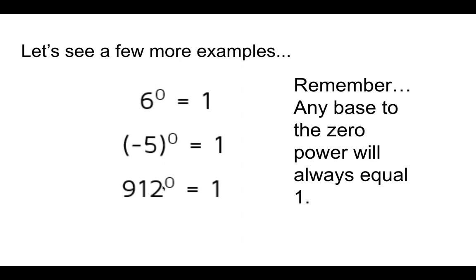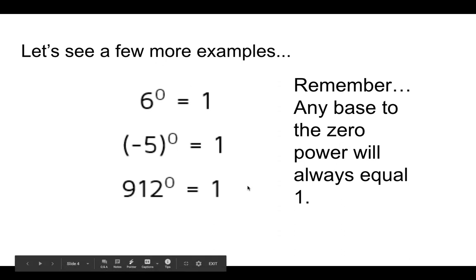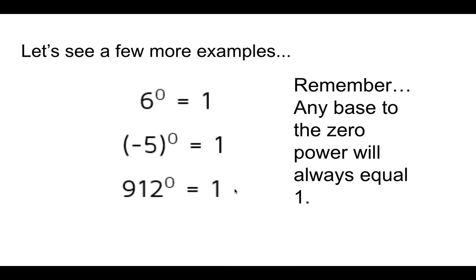912 to the 0 is equal to 1. X to the 0 would be equal to 1. So one more time, kids, for this lesson, please remember, any base to the 0 power will always equal 1.